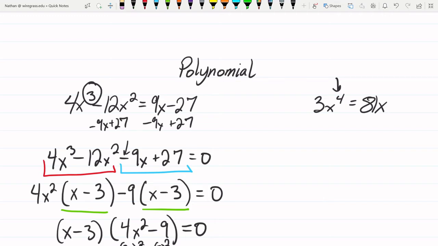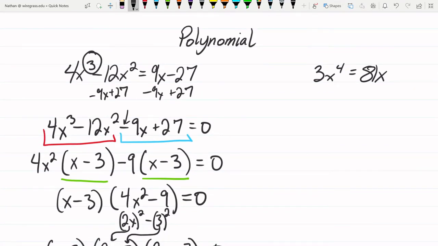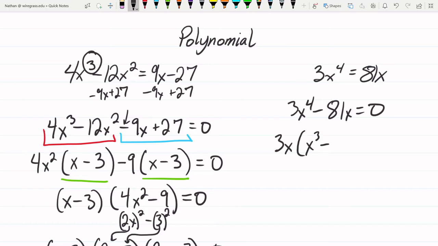For this next one, we're going to solve it very similarly. I'm going to get it all over to one side. So 3x to the fourth minus 81x. Now I can take out a 3x from both of them. It's going to be x cubed minus 27. And this is a difference of two cubes. We have x being cubed, and we have 3 being cubed, not squared, cubed.